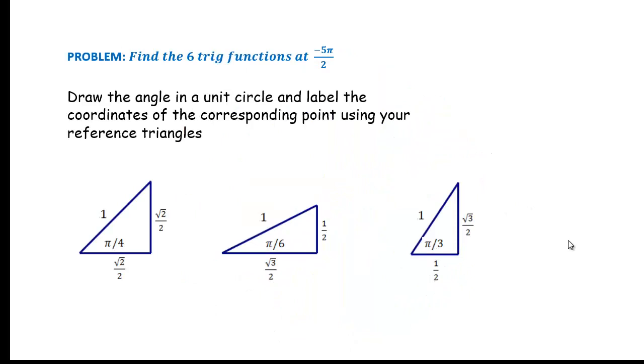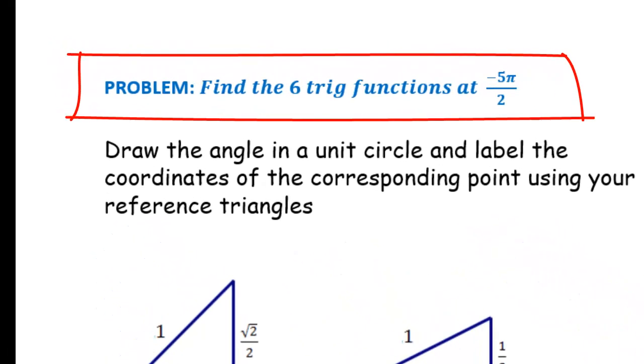All right. Two more problems. This is going to be a long video. I apologize. You can pause it and take a break if you need to. Let's find the values of the 6 trig functions at negative 5 pi over 2.